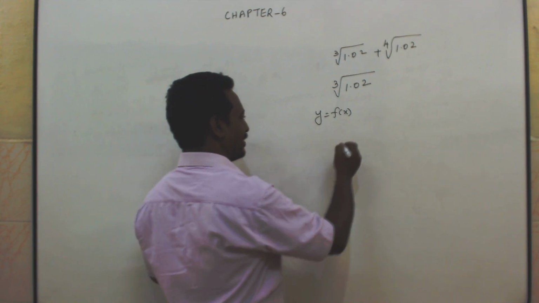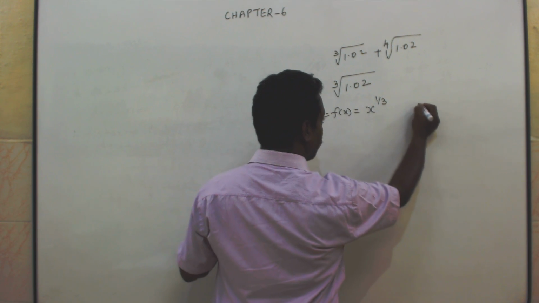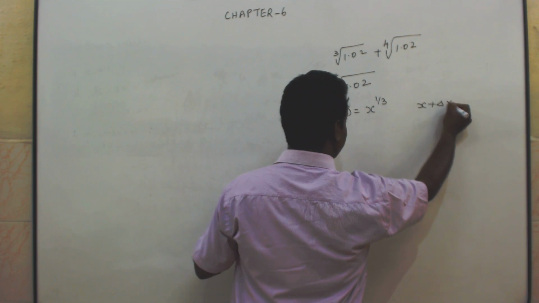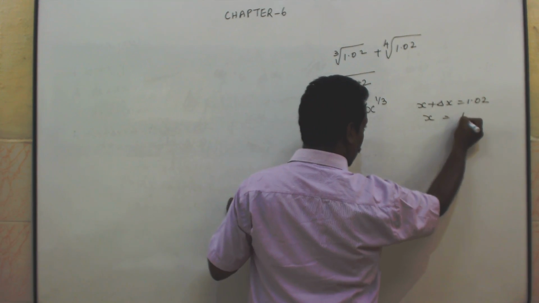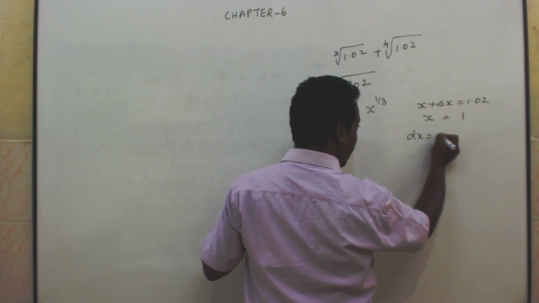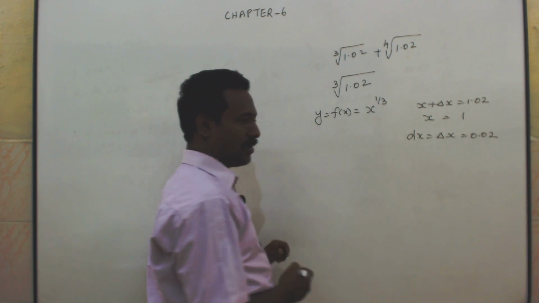Then y = x power 1 by 3. x plus delta x is equal to 1.02, x is equal to 1, dx is approximately equal to delta x, equal to 0.02.